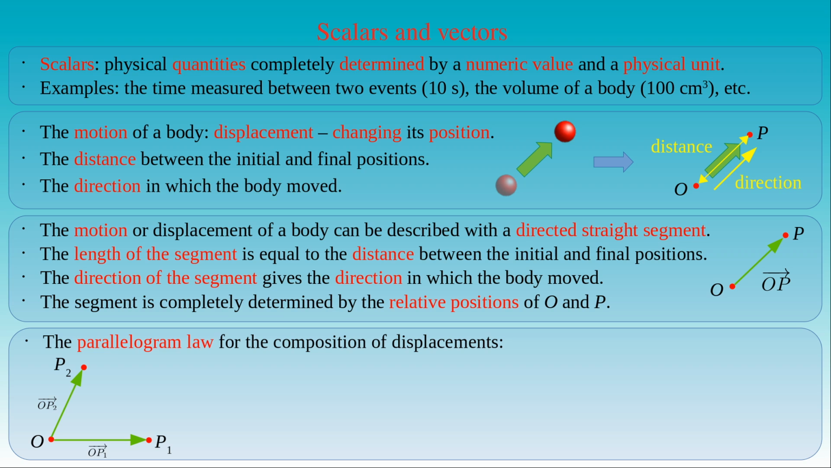If there are two different displacements with the starting point O and the end points P1 and P2, we can proceed as follows. First we construct the displacement starting at the point P2, which is parallel with the displacement OP1. Let's denote this displacement with P2P, directed to the point P. Then we construct the displacement from P1, which is parallel with the displacement OP2. This displacement also ends at the point P and it is denoted with P1P.